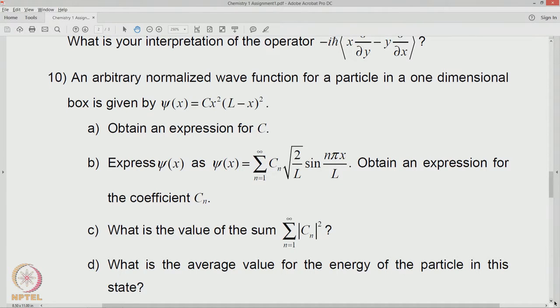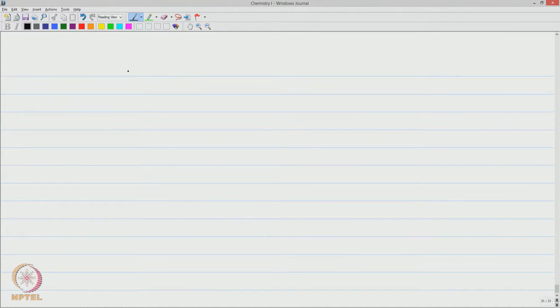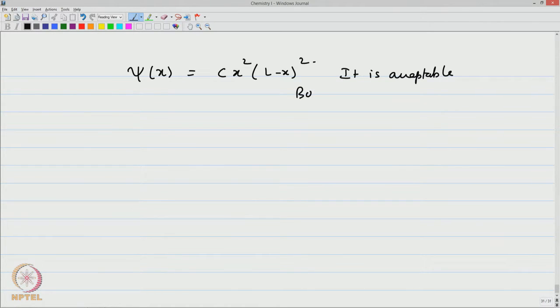Okay. First of all, we write the wave function psi of x is equal to C x square into L minus x whole square. Now, it is acceptable because it is normalizable. Second, the boundary conditions are valid. What is the boundary condition? Psi of L and psi of 0 should both be 0, which is true in this case. Therefore, this function satisfies the boundary condition. It is an arbitrary function.